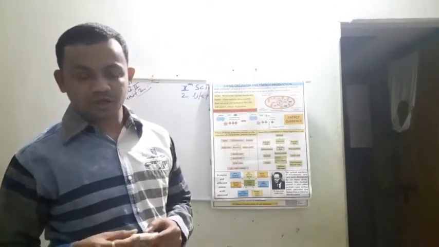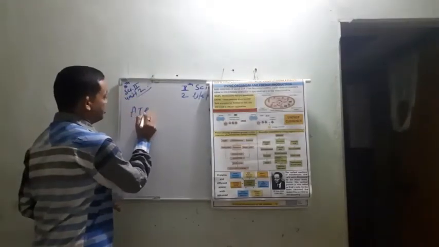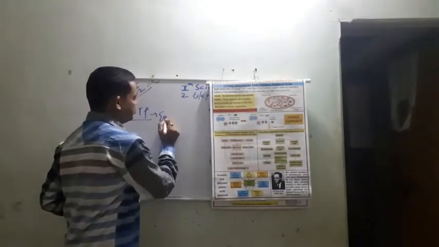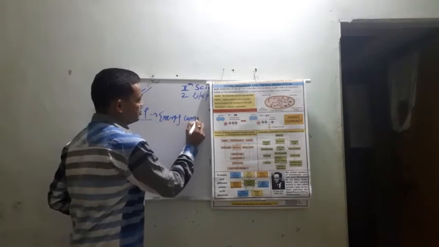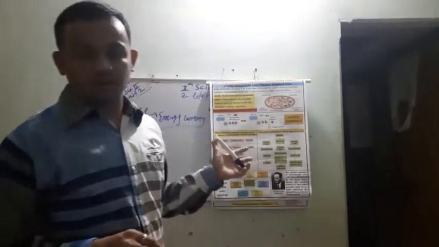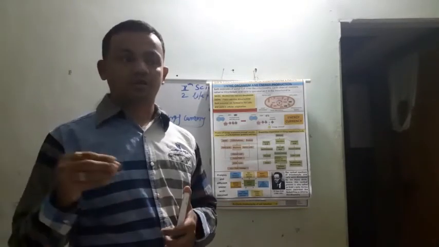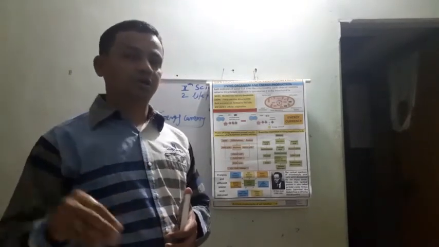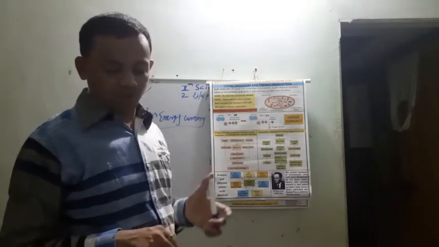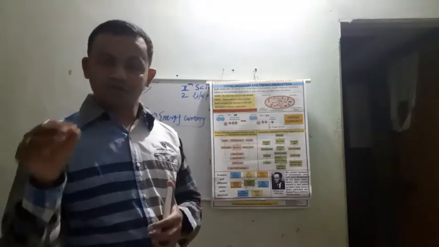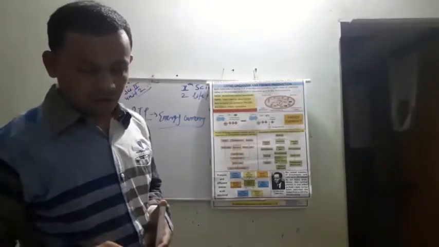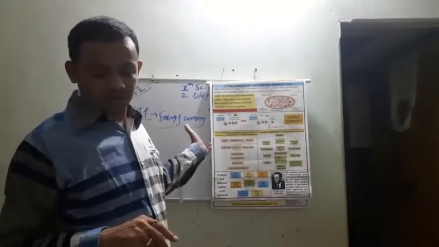So it is also called the energy currency. ATP, adenosine triphosphate, is called the energy currency. Just as we use our currency to spend, for doing any function our body requires energy, and that energy is provided by ATP molecules. So it is called the energy currency, because our body works with the help of energy provided by ATP.